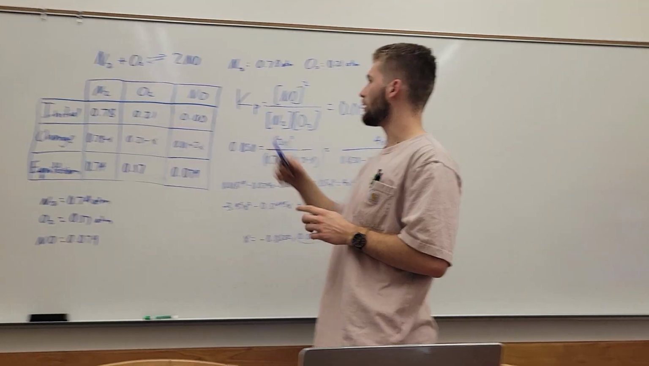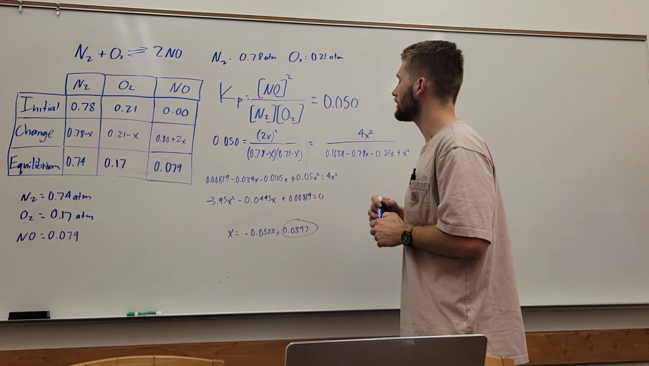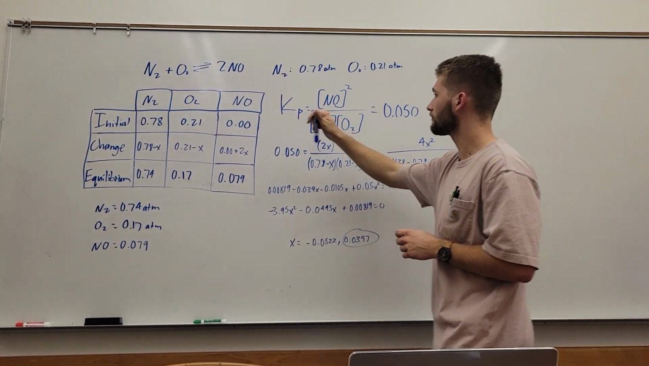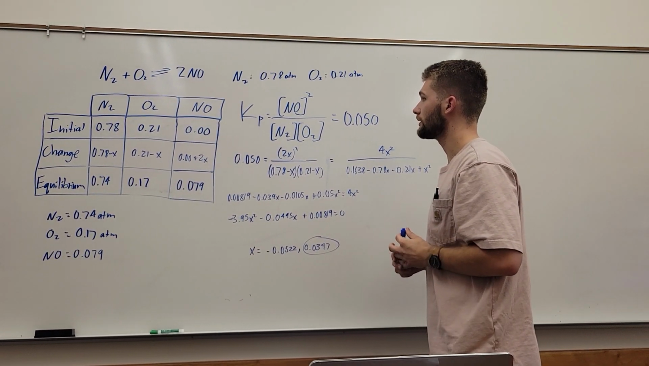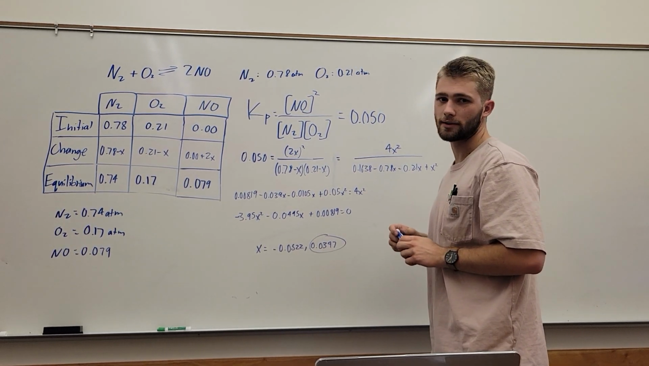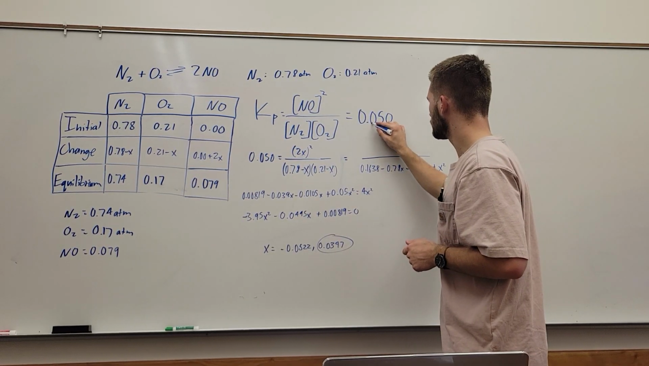Now, given the balanced equation here, we can write an equilibrium constant expression. So Kp is equal to the concentration of nitrogen monoxide squared, divided by the product of the concentration of nitrogen gas and the concentration of oxygen gas. And we're given that it is 0.050 in the question.